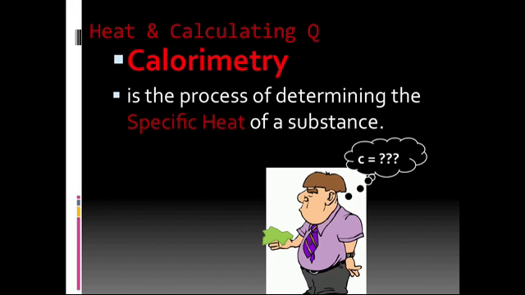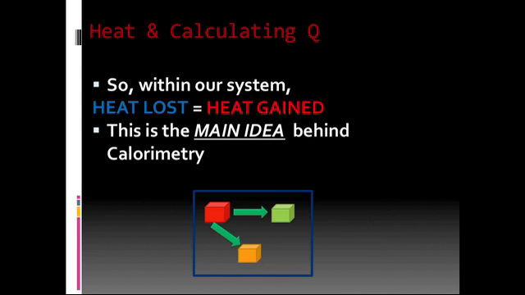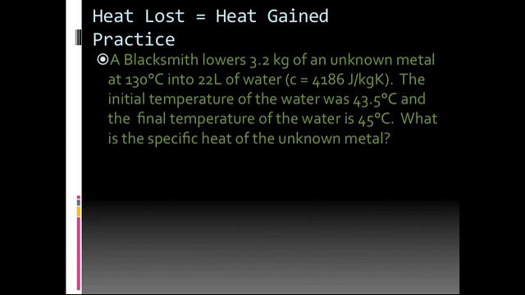Okay, so now let's talk about calorimetry a little bit. It's the process of determining the specific heat of a substance by using that specific heat idea. Our idea is that heat loss is equal to heat gain, so it's a closed system, which is like the coffee cup. It's not letting the heat escape. So that's the main idea behind the calorimetry. So let's look at a problem.